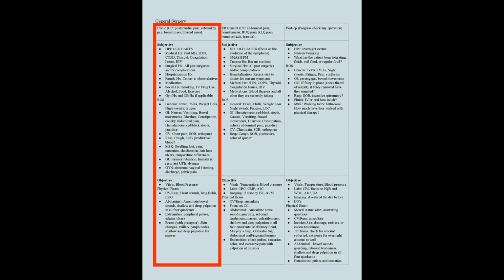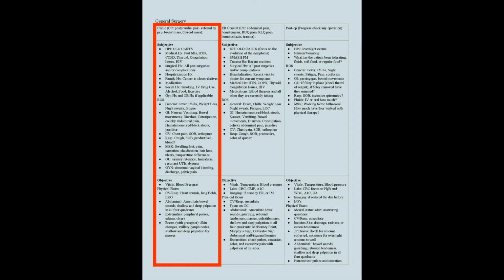More pertinent to if you're at a vascular surgery clinic. That's the kind of stuff that you want to be on the lookout for. Then GU, look for urinary retention, hematuria, recurrent UTIs or dysuria. And then same with GYN, you always want to ask if that's applicable.